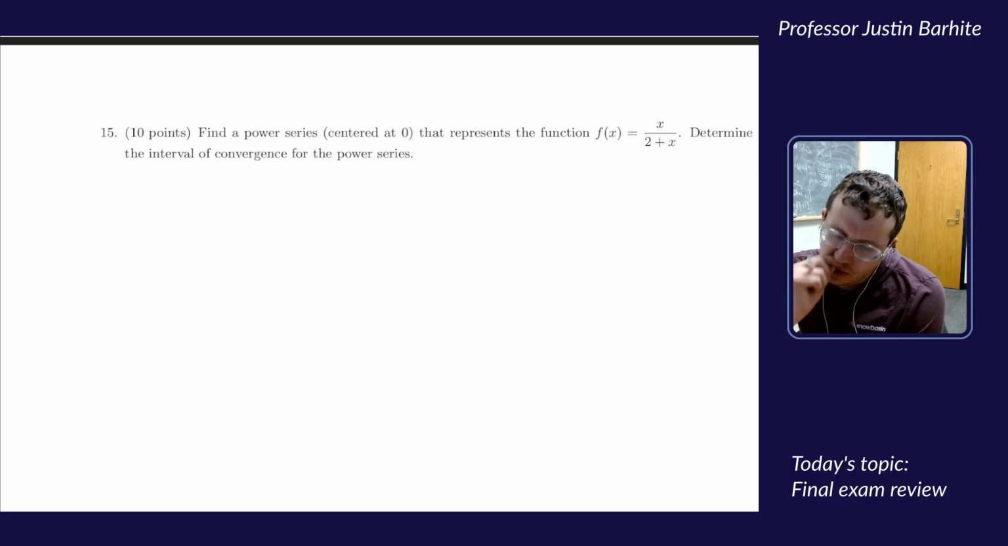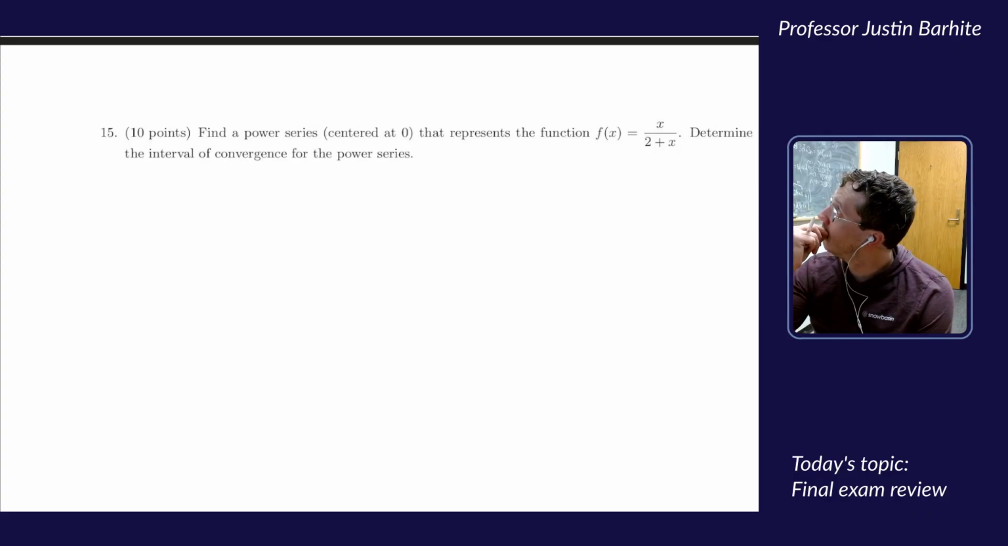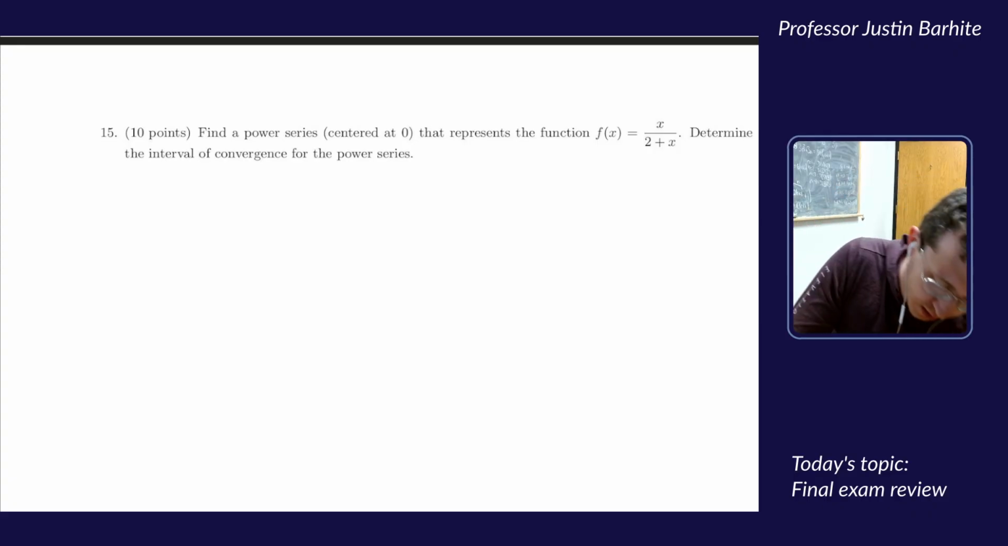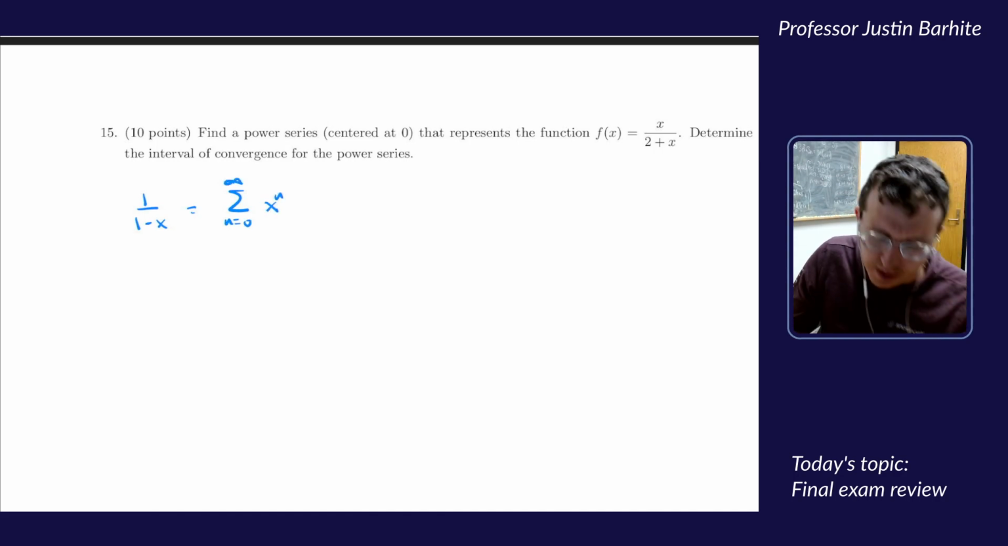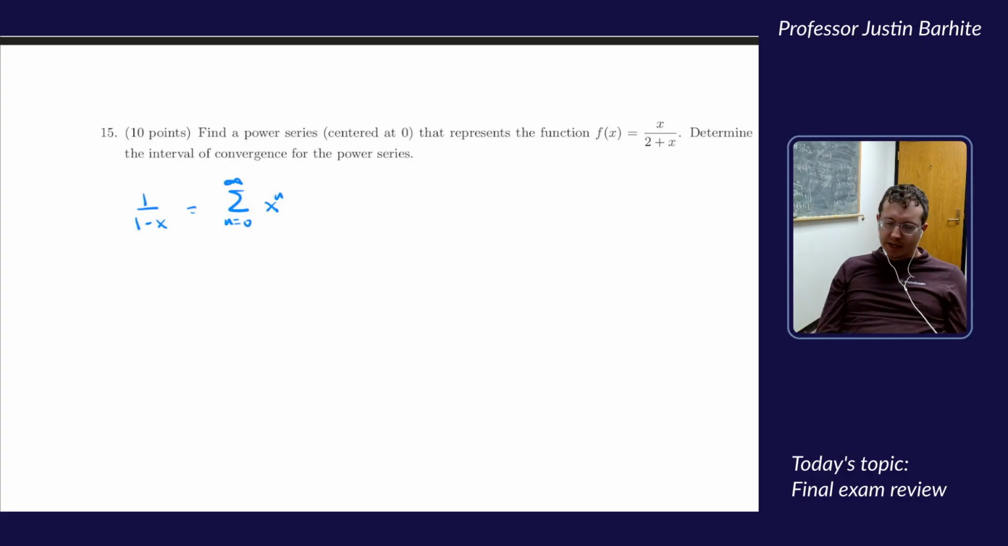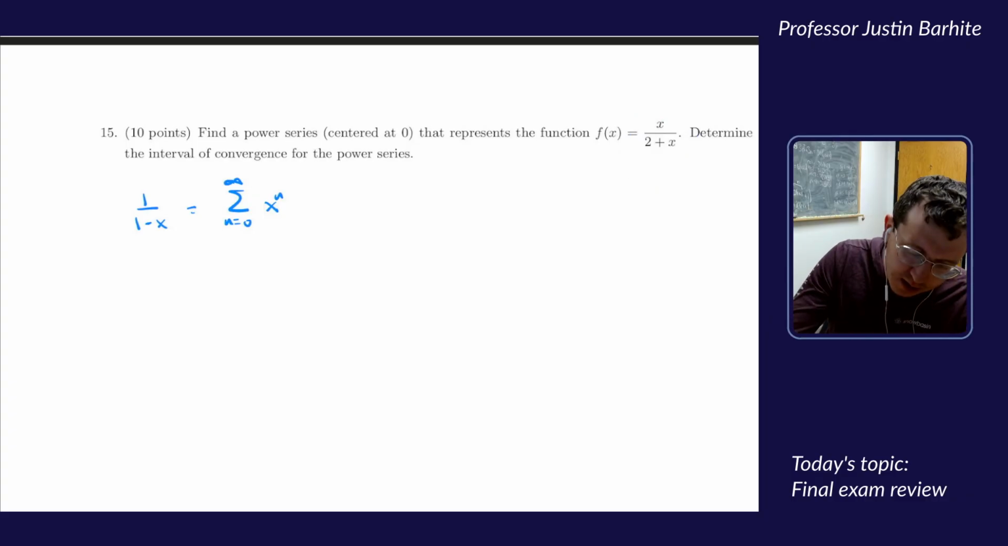Find a power series centered at 0 that represents the function x over 2 plus x. Oh, yeah, okay. So, just like with this last one, one of our basic building blocks for power series is the series for 1 over 1 minus x, which is this geometric series, the sum of x to the n. So I'm trying to get this x over 2 plus x to look something like that.